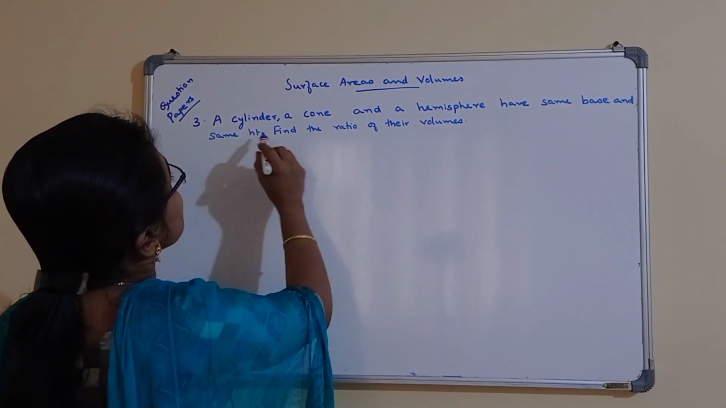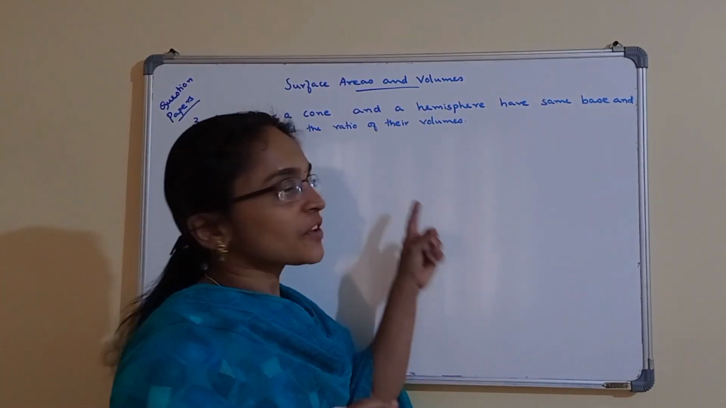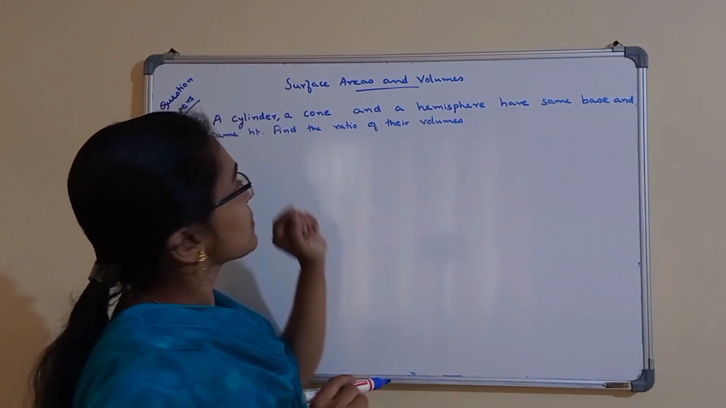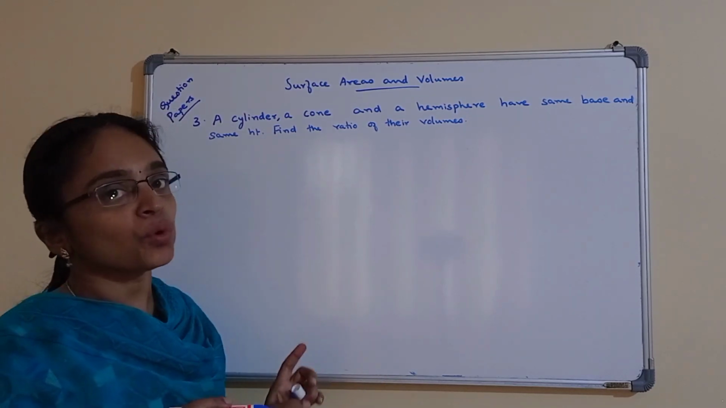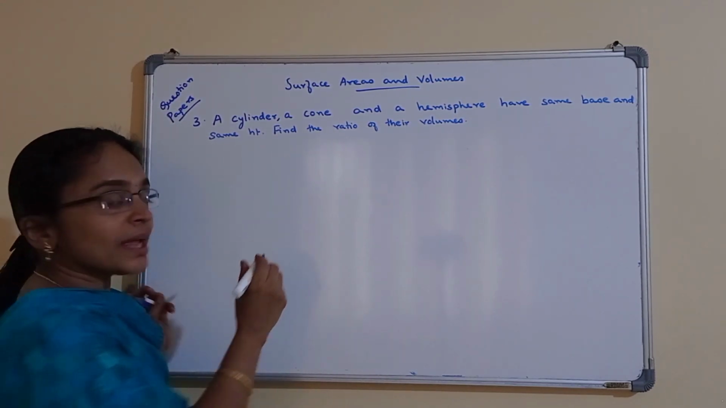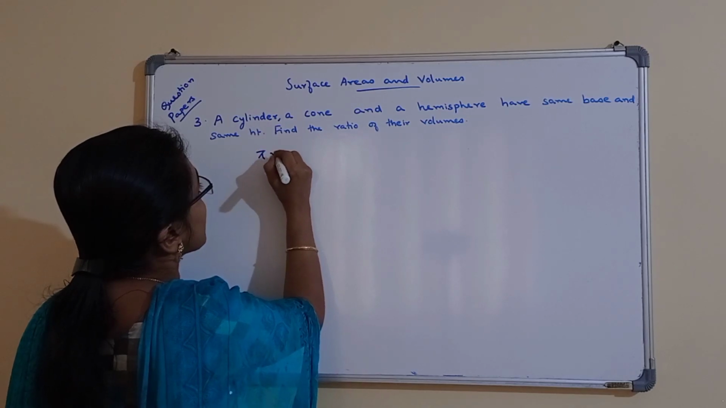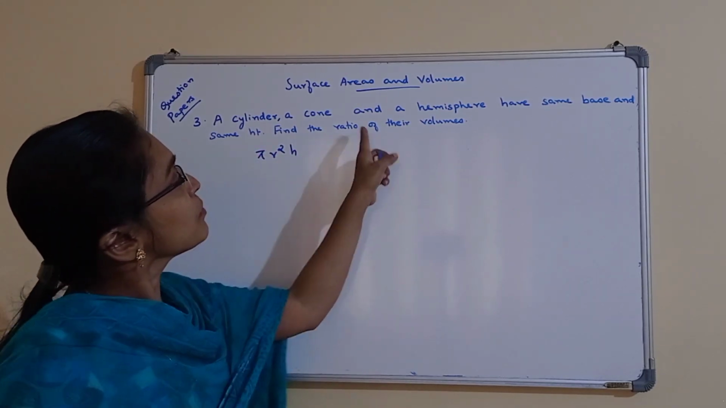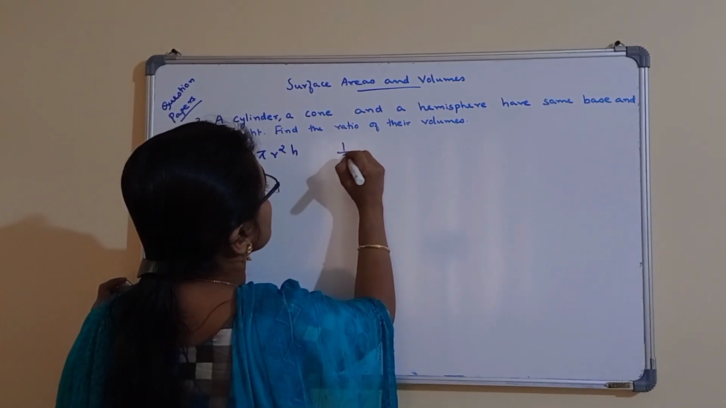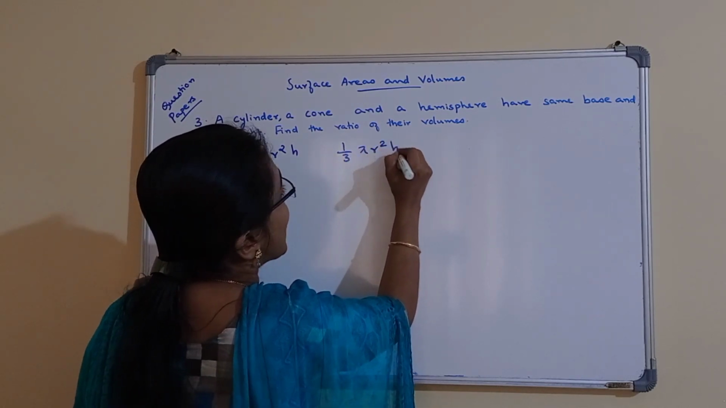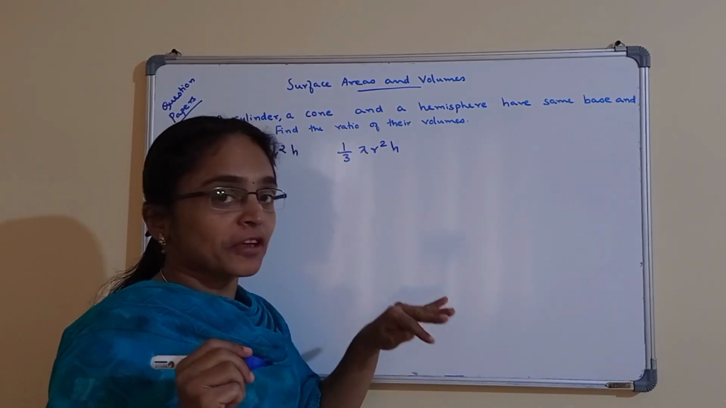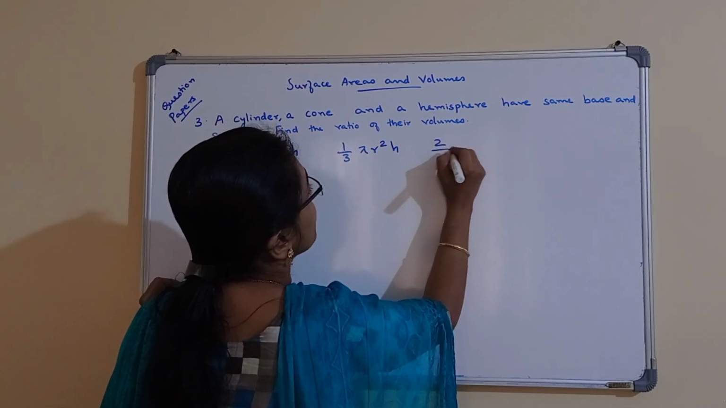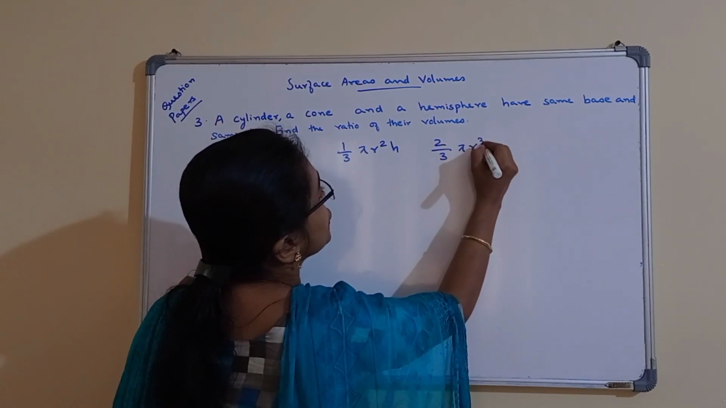Next one is a cylinder, a cone and a hemisphere have same base and same height. Find the ratio of their volumes. So, we know that volume of a cylinder is pi r square h. What is volume of a cone? It is 1 by 3 pi r square h. And what is the volume of a hemisphere? It is 2 by 3 pi r cube.